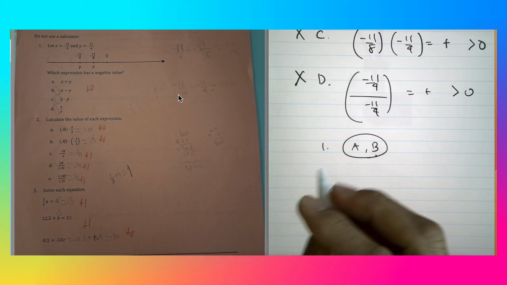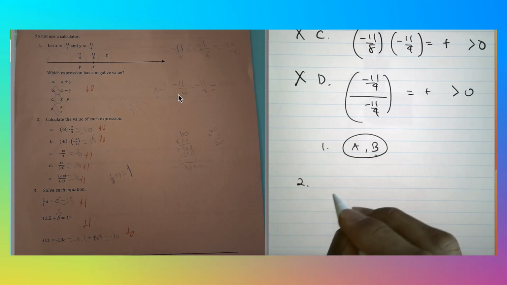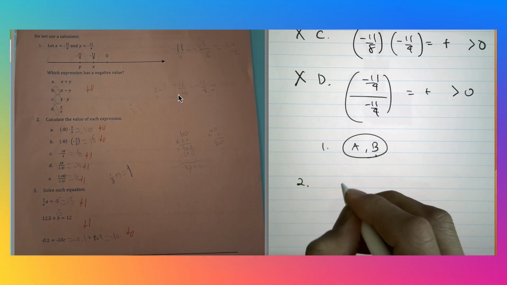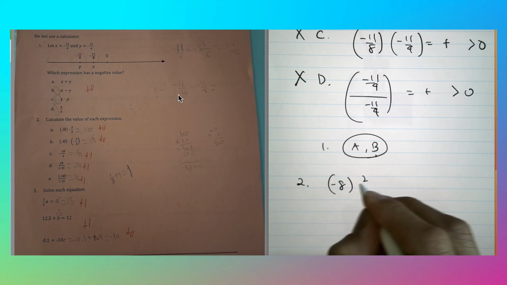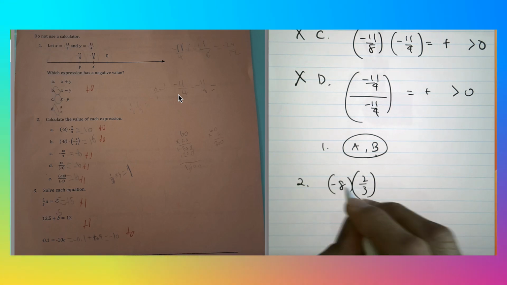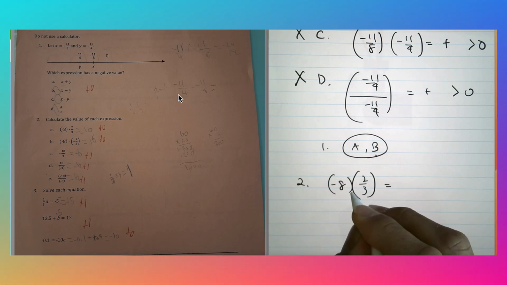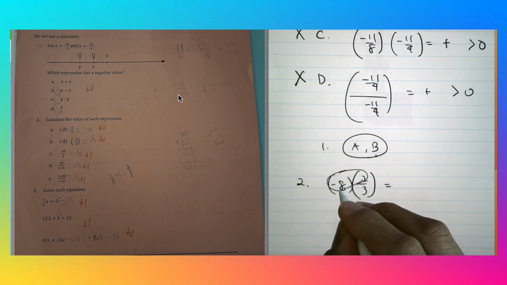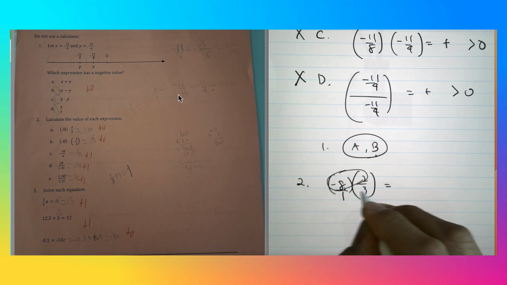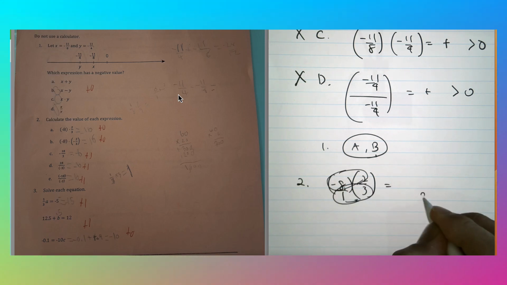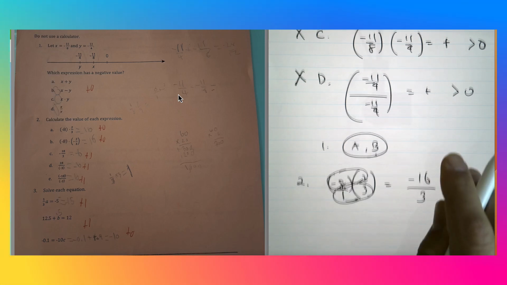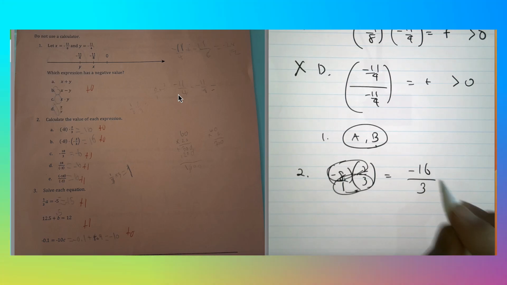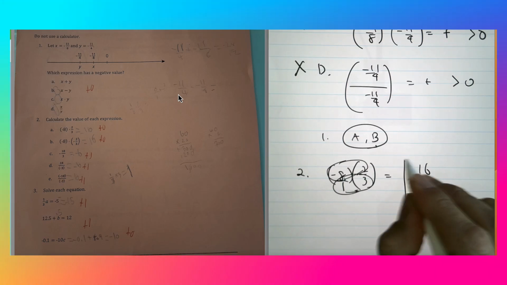Number 2, calculate the value of each expression. Okay, so negative 8 times 2 over 3. There's nothing you can cancel out, so why don't we just multiply the numerators? Because negative 8 is essentially negative 8 over 1. You can multiply the denominators together, multiply the numerators together. Now if the teacher allows an improper fraction, this should be it.